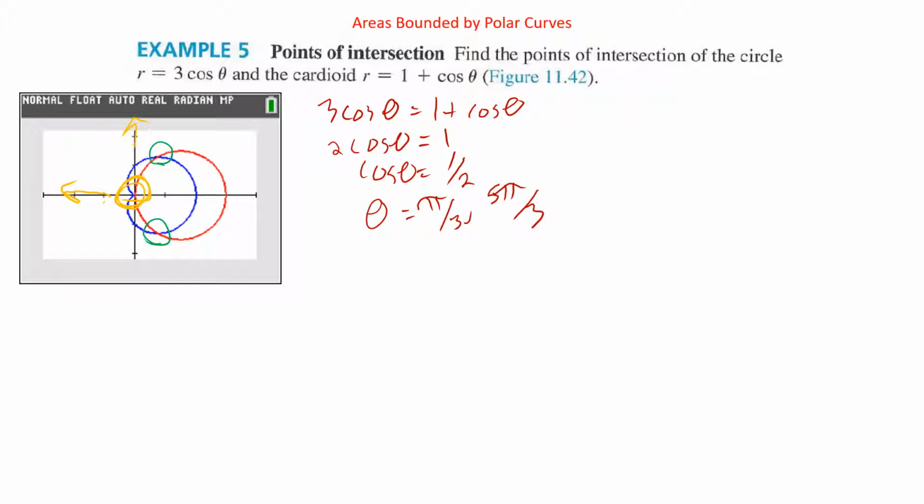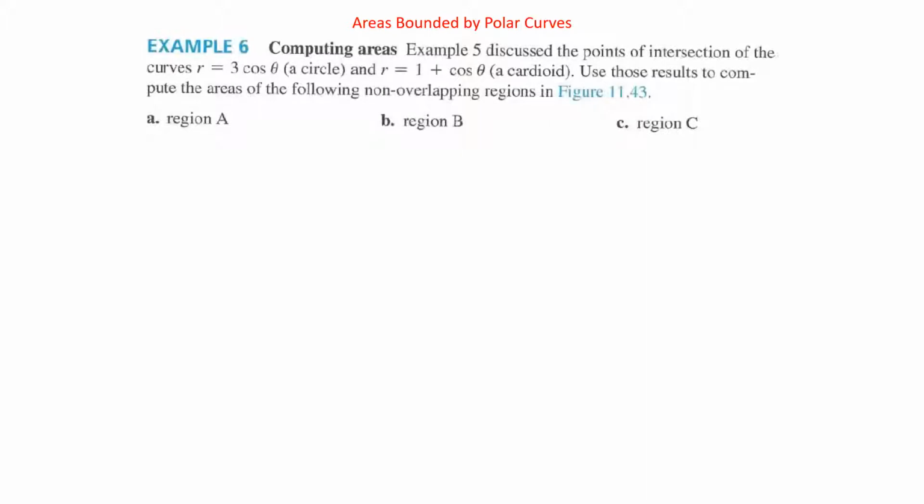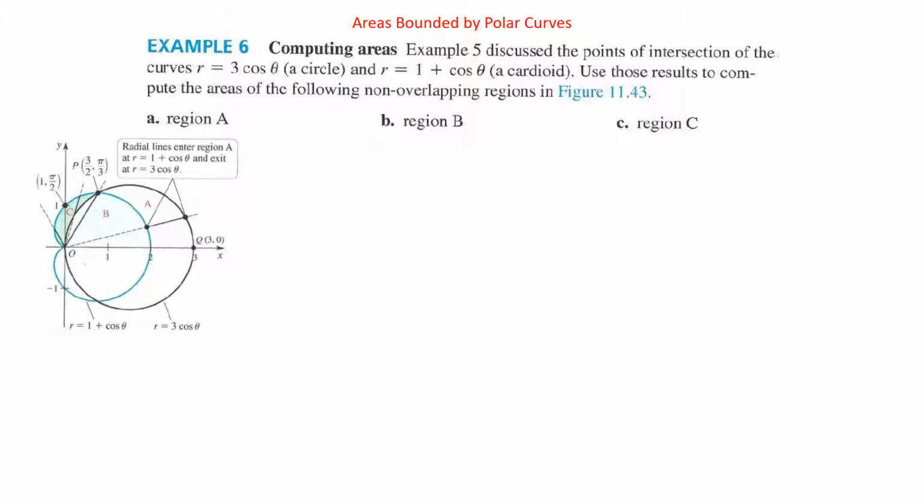So why would we need to find intersection points? Because here it gives us those. Why would we need to find intersection points? Because sometimes we'll need to find areas that are bounded, and we'll have to know where they are bounded, where they intersect. So if we have that same shape, the circle and the cardioid, we have region A, region B, and region C, and we want to find the areas of each of these, we need to know where they intersect. So for region A, we'll start with region A.